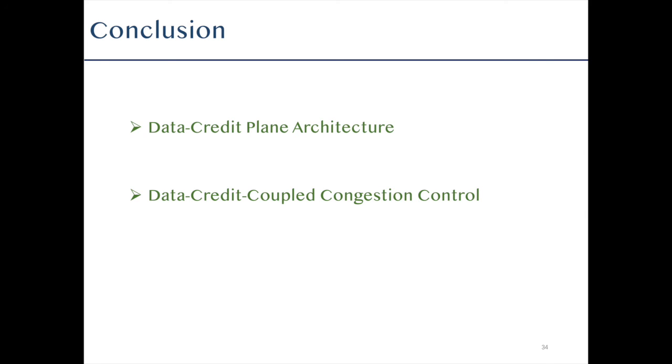To conclude the paper, we first present the data-credit-plane architecture, and then we develop DC4, the data-credit coupled congestion control. The simulation results show that DC4 performs better than the state-of-the-art congestion control schemes.